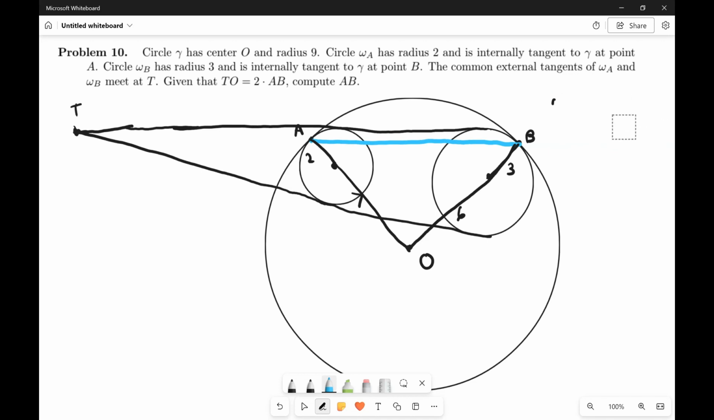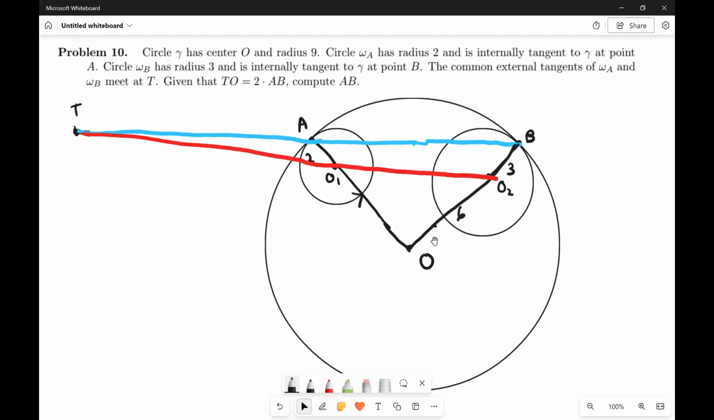So now let's use this to our advantage. Well, since we know that T lies on the line connecting the centers, and also lies on line AB, we actually do not need the external tangents at all. I've now gotten rid of the external tangents because we no longer need them. So now we have our line O1, O2, and our point T outside. So how can we relate T to the line AB? Well, we have these collinear points O1, O2, and T, and we have 2, 7, 6, 3.